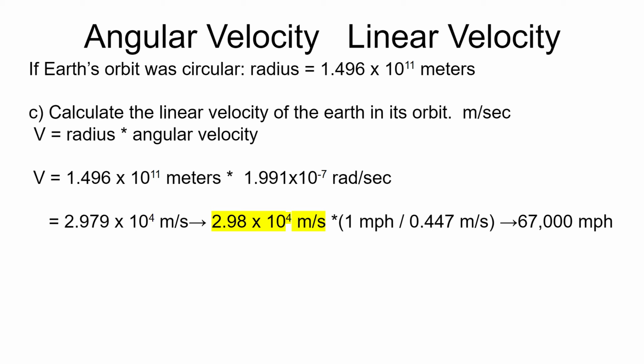67,000 miles per hour. That's the linear velocity of the Earth in its orbit around the Sun. We're going to take advantage of that later in a bonus calculation at the end of the video.